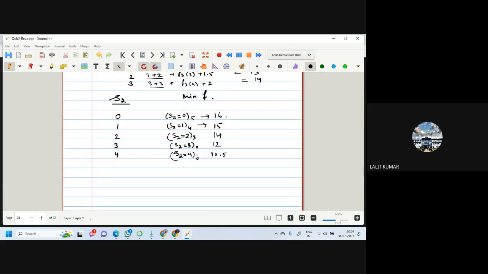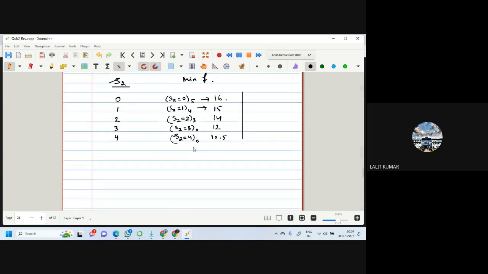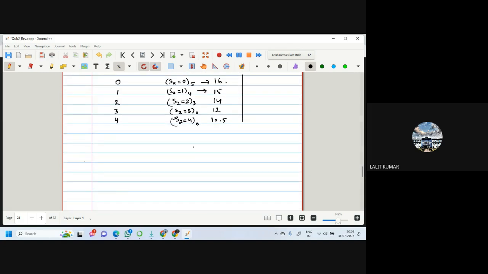Just to revise, we started from the back, we found F4 values for 0, 1, 2, 3, 4. We came to S3. S3 could be 0, 1, 2, 3, 4. For all that, we calculated various combinations, we took out the minimum. We came to S2. S2 also could be 0, 1, 2, 3, 4. We found various combinations. So here is for the S2. Now, let's start from S1.